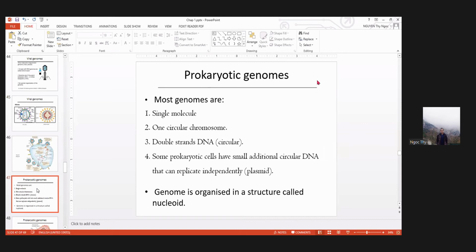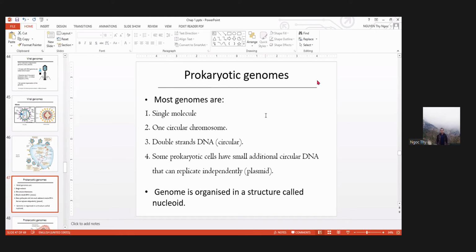Next, we will come to the prokaryotic genomes. A prokaryotic genome, firstly, is a DNA molecule, unlike in some viruses where it is RNA. From prokaryotic to eukaryotic, the nucleus material is DNA. In the prokaryotic cell, the DNA is circular. That means it is not linear DNA and it has no ends; it is composed like a circle.